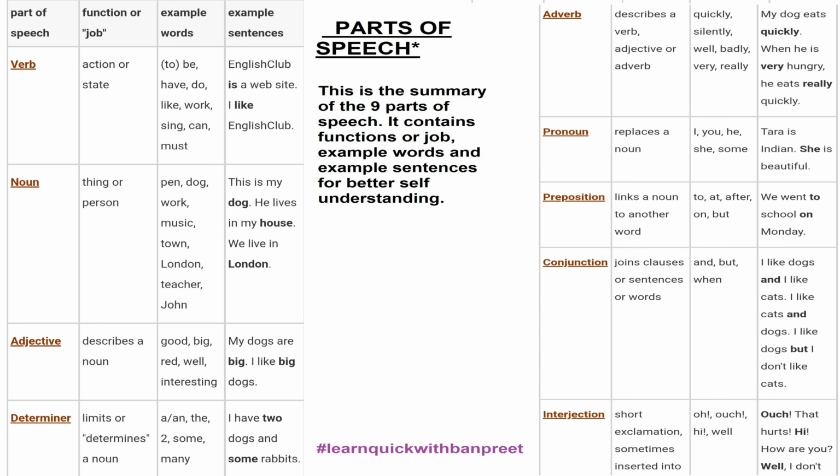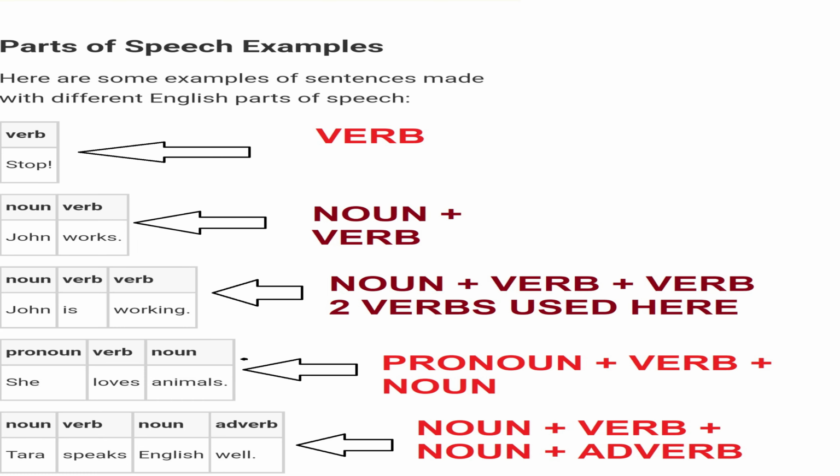What are the part of speech examples? Here are some examples of sentences made with different English parts of speech. Verb. What is the example? Stop. And what was the verb? It was an action or state. Stop is an action or state. John works. John is noun and works is verb. Noun is something that is a state or person or thing, and verb is the action.